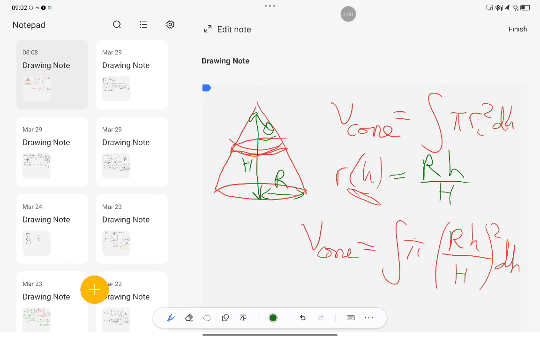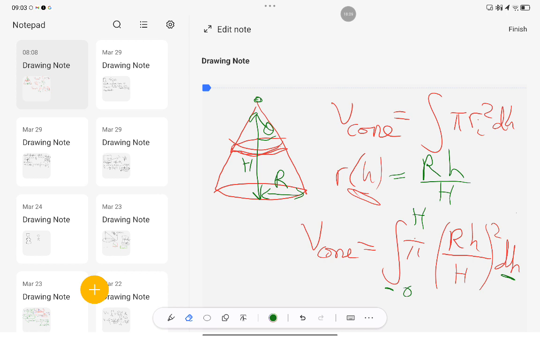Now, the only other thing we really need to do is to work out the limits of our integral. So we integrate in terms of height, and the height at the top is 0. So again, 0, and the height at the bottom is capital H. And remember, capital H is the vertical height of our entire cone that we're trying to find the volume of.